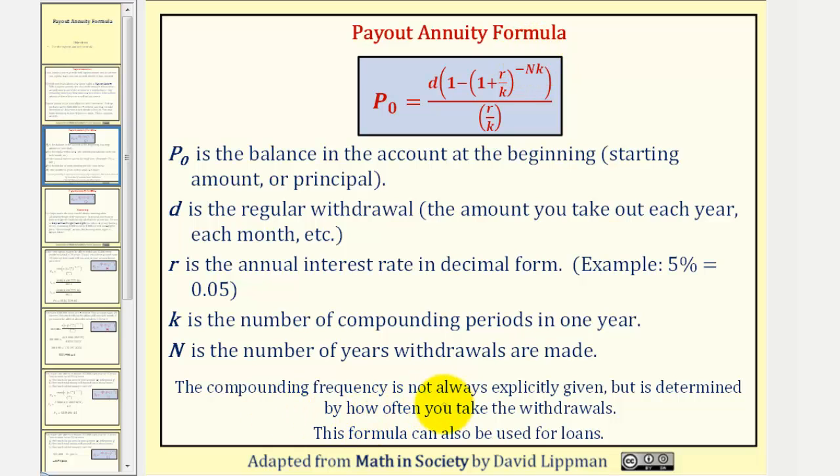Now, the compounding frequency is not always explicitly given, but is determined by how often you take the withdrawals. And this formula can also be used for loans, which we'll see in a future lesson.